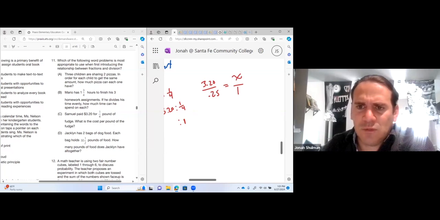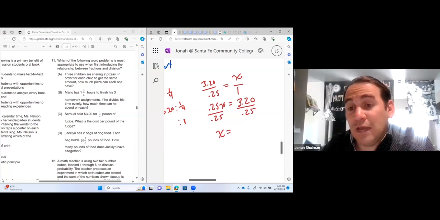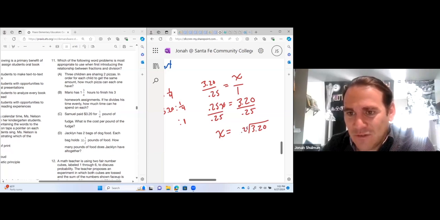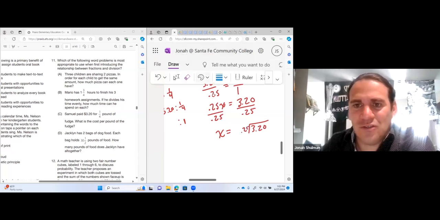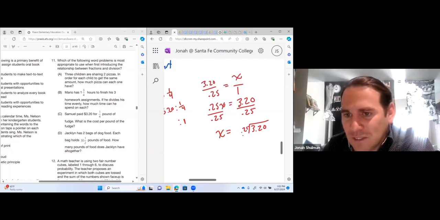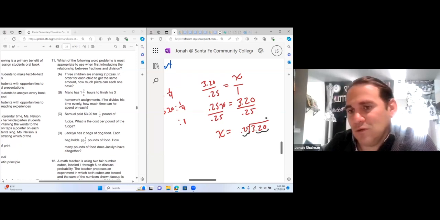So x times 0.25 is 0.25x. 320 times 1 is going to be $3.20. We divide by 0.25. We divide by 0.25. X equals how much? When I have division with decimals, which is kind of annoying, right? So in order to do this, and I'll show you a much easier way, we can move the decimal 2 places. So that allows me to move this 2 places. So decimals here, whatever you move on one side, you have to move on the other.